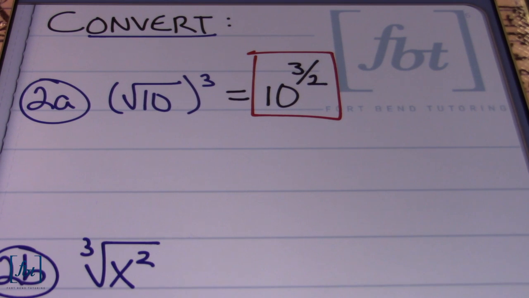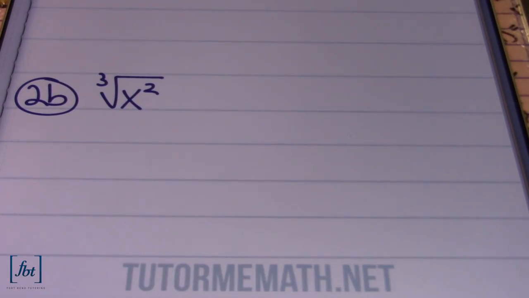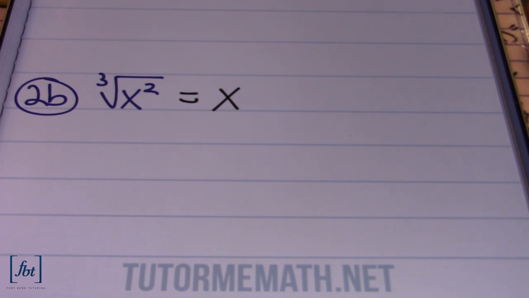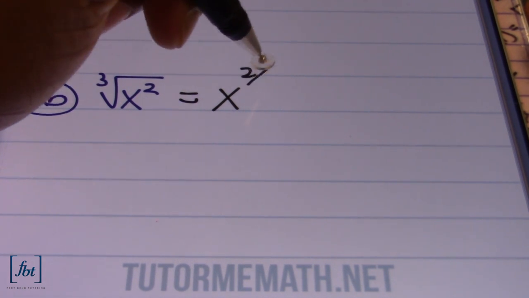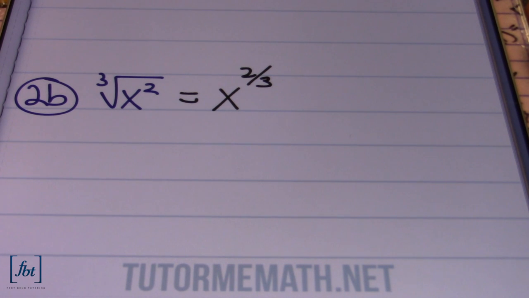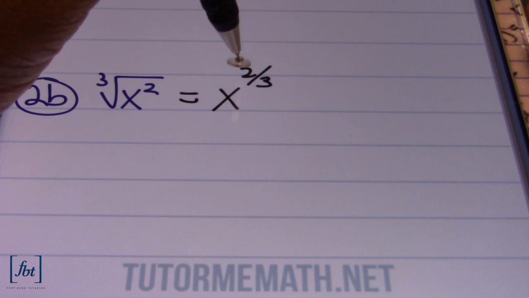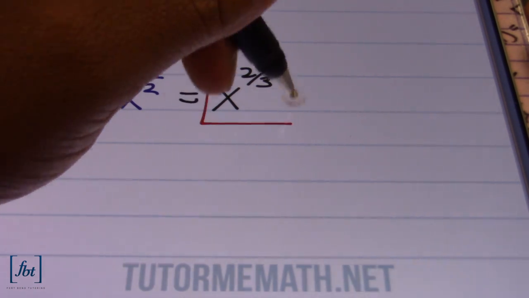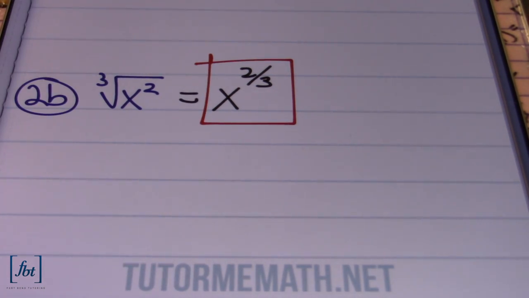2B. We have the cube root of x squared. Here we go. We have our variable, the base x. It'll be raised to the 2/3 power. That's it. It's over. See, the power on your base goes in the numerator, whereas your index, the root, goes in the denominator. I'm red boxing this.